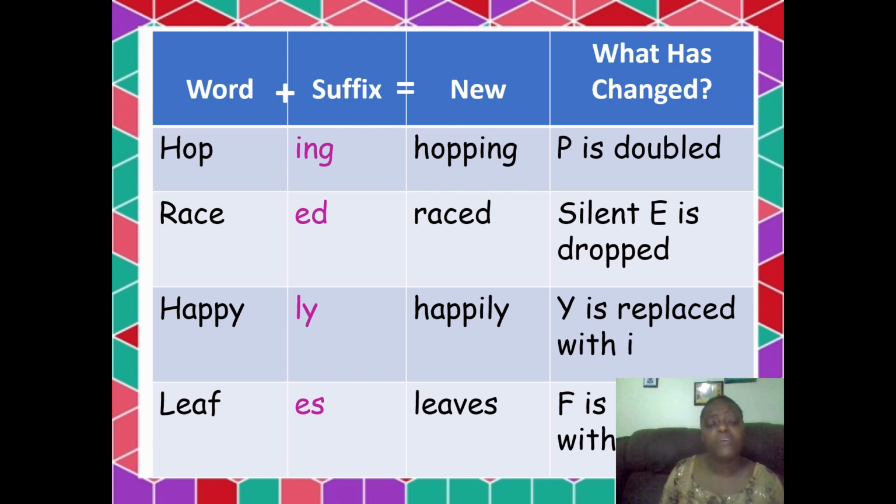Then we have the word leaf, and we want to pluralize that word. So we are adding ES. Again, some changes have to be done. So in this case, we drop the F and add VES. Some person said change the F to V and add ES.